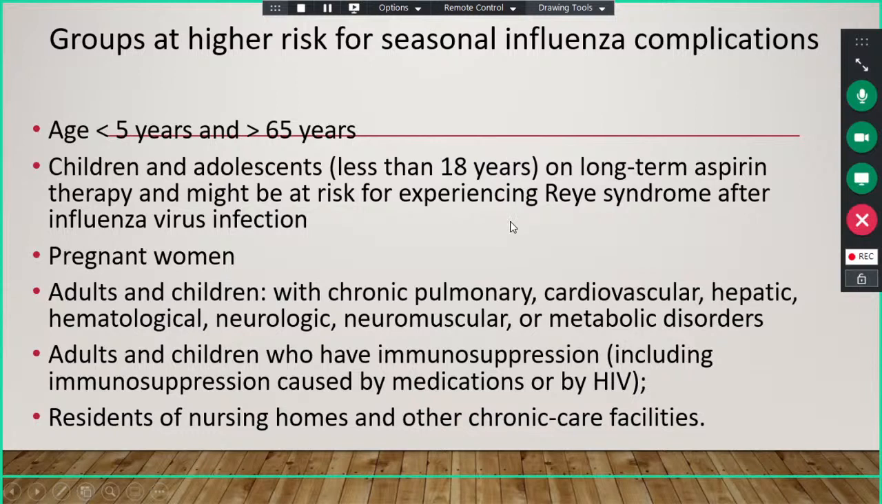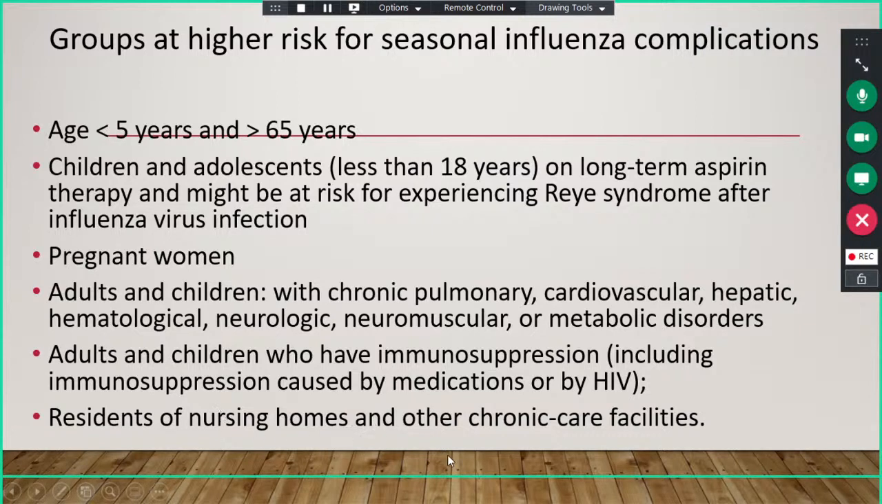Children and adolescents less than 18 years on long-term aspirin therapy might be at risk of experiencing Reye syndrome after influenza virus infection. That is one of the severe forms of disease complication. Also pregnant ladies, and adults and children with chronic pulmonary, cardiovascular, hepatic, hematological, neurological, neuromuscular or metabolic disorders. Adults and children who are getting immunosuppressants like steroids for anything, primary or secondary immune deficiency, or cancer chemotherapy.